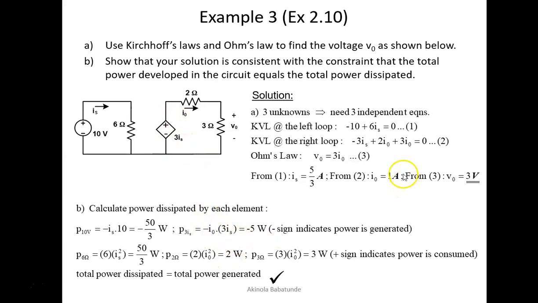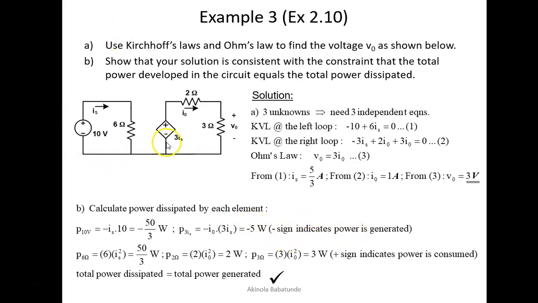We found our I0 to be 1 ampere, and we found our Is to be 5/3. If you put all of those in this expression, your power at this element would be equal to minus 5 watts. You will see that we have minus here, we have minus here. That tells you that power is generated, as explained in the previous lesson. Please go and look at the very first lesson that we had about this teaching, so that you can add that to your understanding.